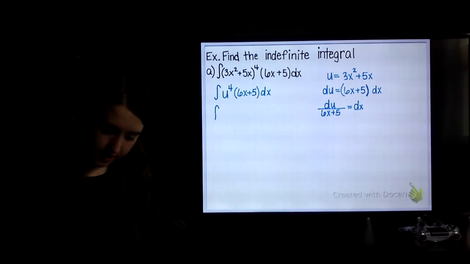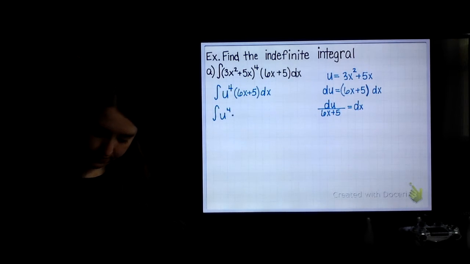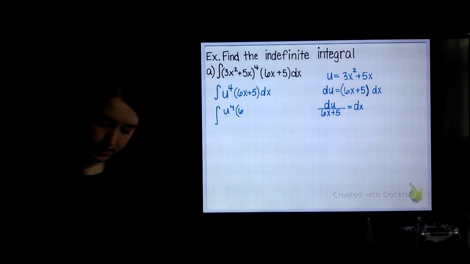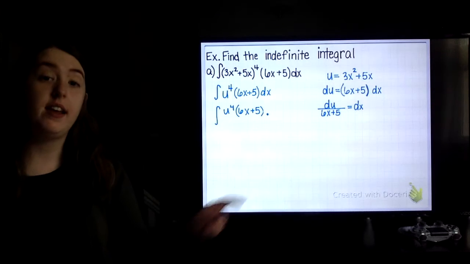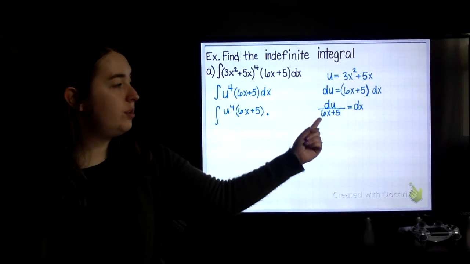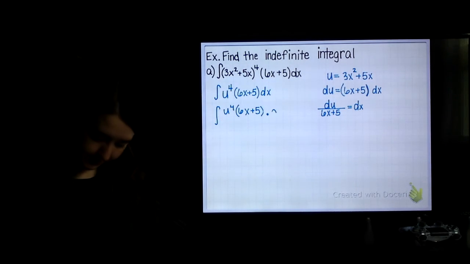So now we have the integral of u to the 4th times 6x plus 5, times, and then in for dx goes du over 6x plus 5.